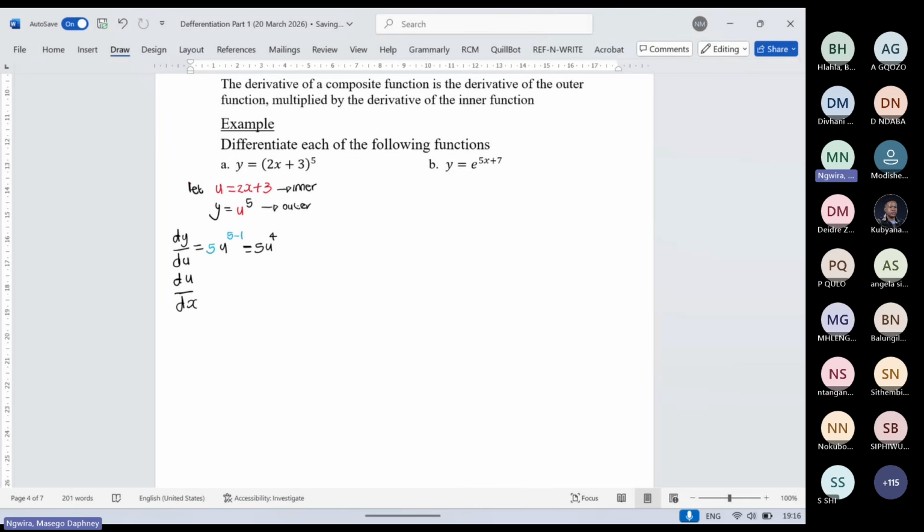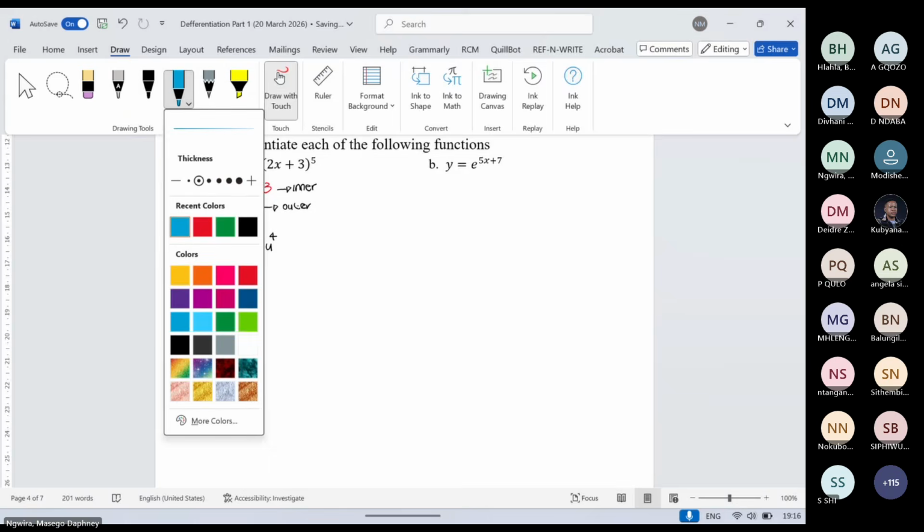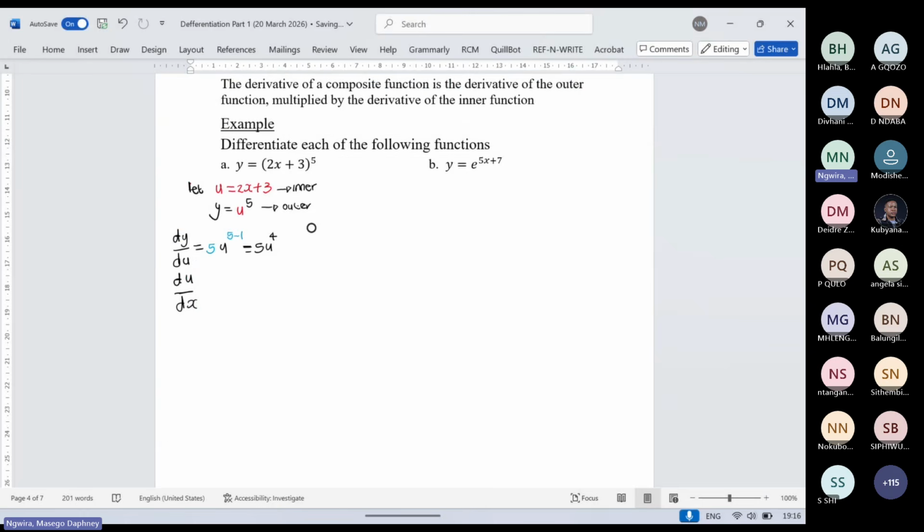Again, we did this. We know how to differentiate. We said when you differentiate, you must have a power. We know how to differentiate this one. This is going to be 2x plus 3. Oh, sorry. What am I doing now?